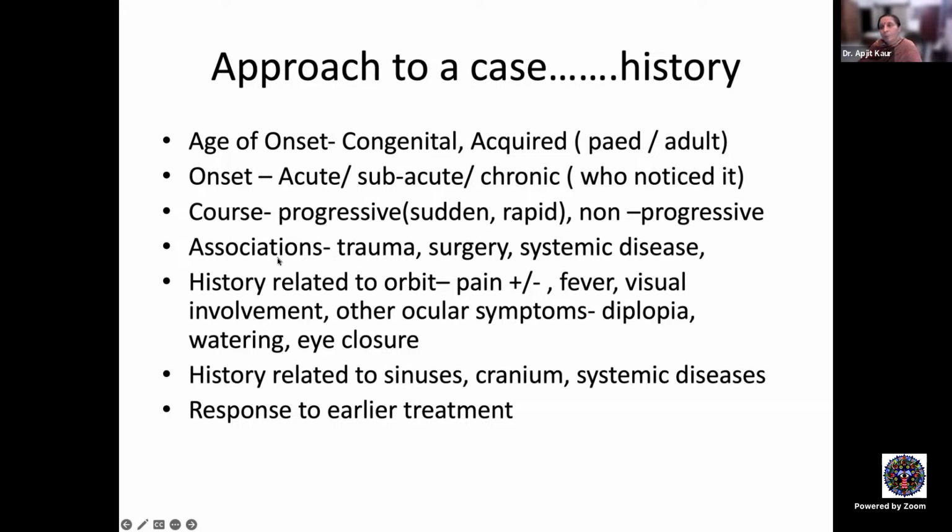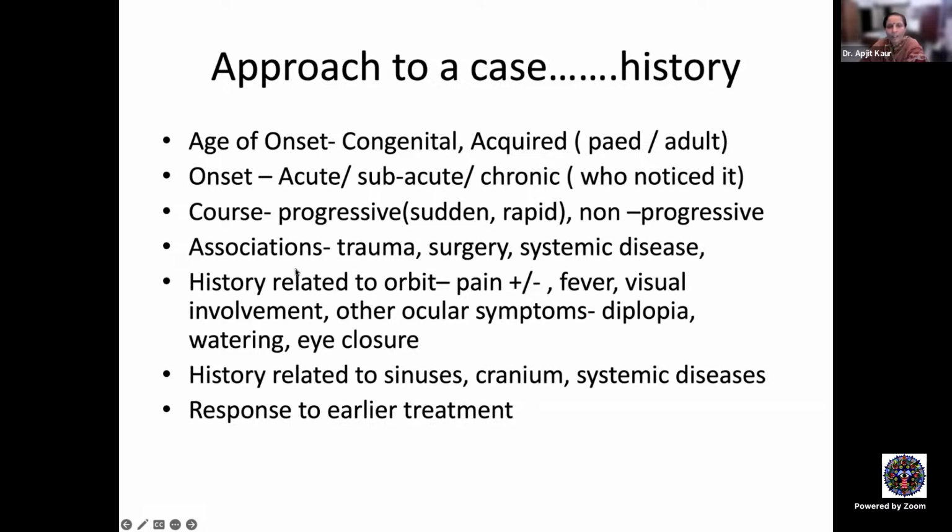Now, what are the associations? Trauma, surgery, systemic disease, what is it? So the associations are trauma, surgery, or any systemic disease.